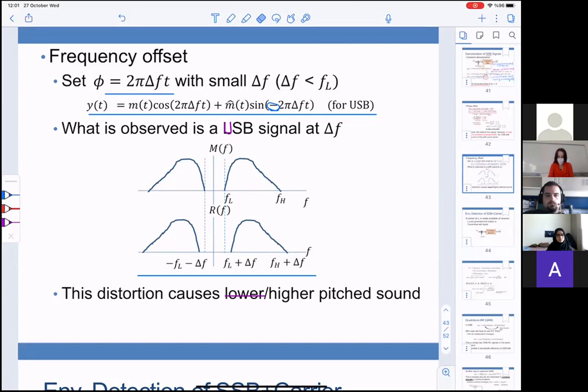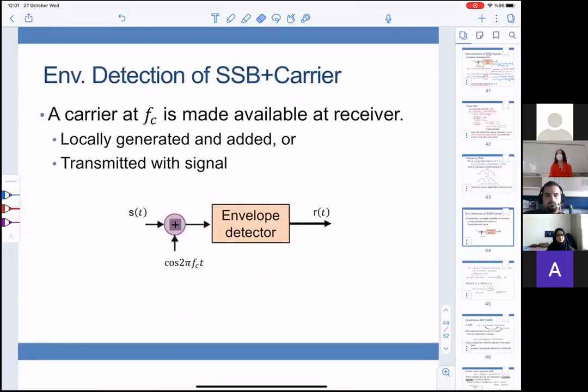So how do we detect SSB using an envelope detector? If we add a carrier to SSB, we should be able to recover it using an envelope detector, similarly with conventional AM. But the analysis is a little bit different, so let's go through that.